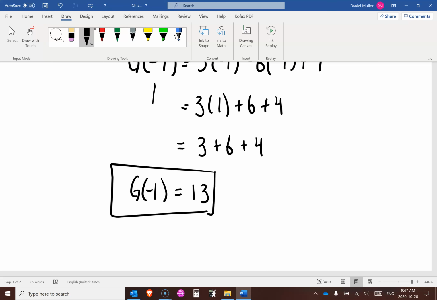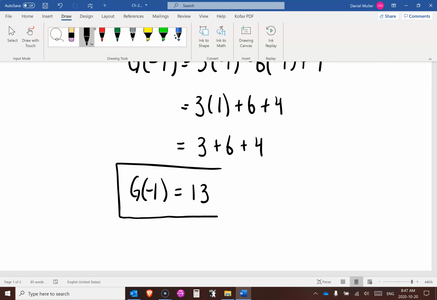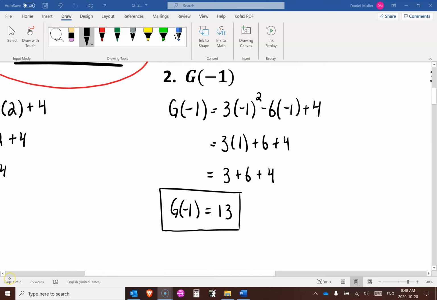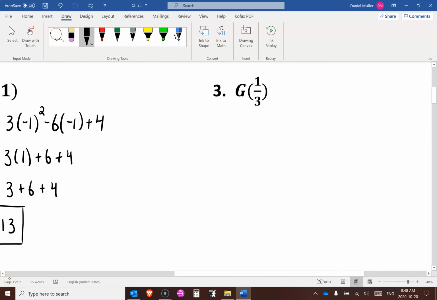You don't always need to write g of -1. You can if you want, but it's not necessary. You can just write it at the beginning and then write it here at the end. Okay, let's do some more practice here.